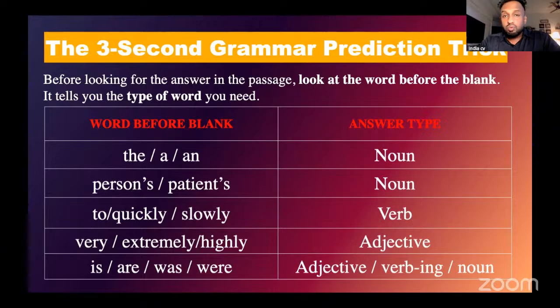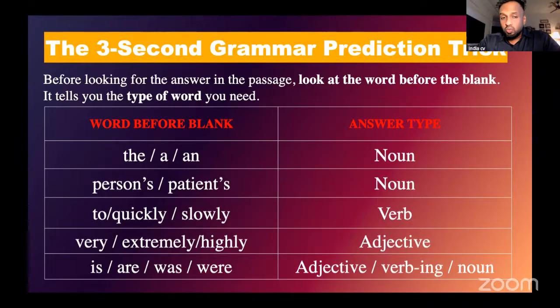I want you to take a book and pen and note down these things, so that next time you see these words, you'll be able to at least predict within 3 seconds what type of answer you're going to see. So I'll quickly get into it. Words like the, a, or an, the answer type will be a noun, which means your answer will be a noun. Possessive nouns, if you see them before the blank space, like person's or patient's, it will be a noun.